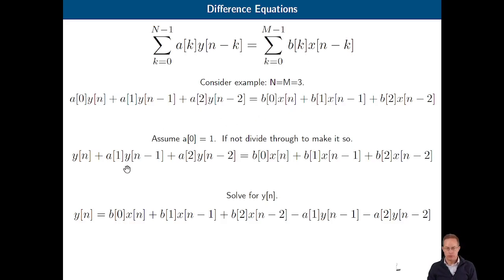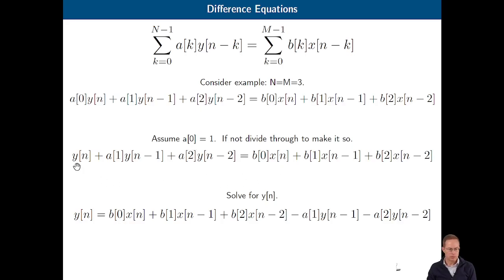Now, usually with difference equations, we assume that this a0 term is equal to 1. If that is not the case, suppose it's some value other than 1 and also other than 0. We'll divide all of this equation by a0, and then we'll have a unity coefficient in front of y[n], and all of the other coefficients scale. So let's just assume that a0 is equal to 1. Then we get this difference equation.